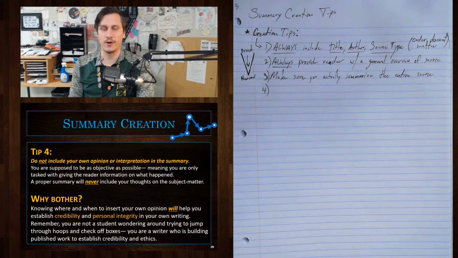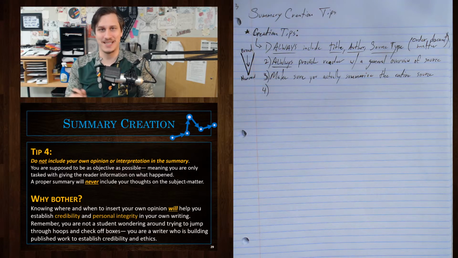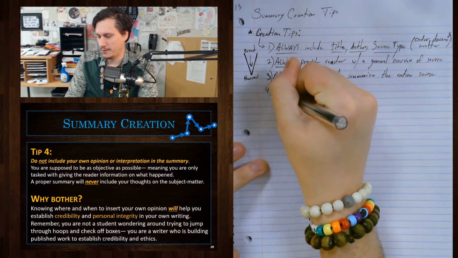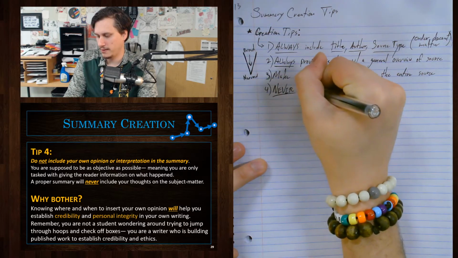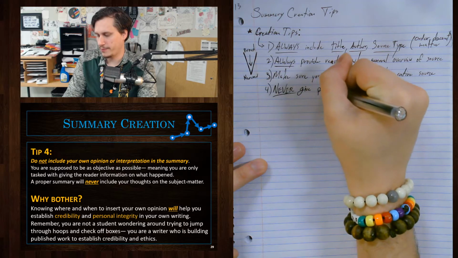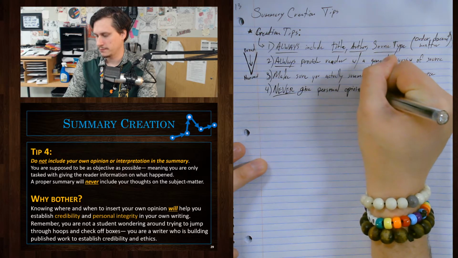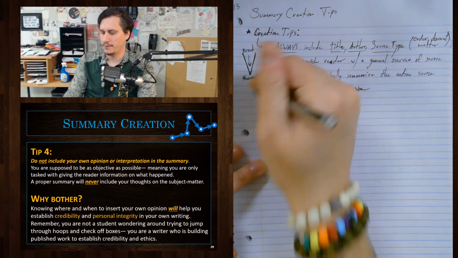So tip number 4, do not include your own opinion in a summary. I do not give a crap what your opinion is. I don't care. I'm looking for a summary. Please tell me what the summary is. I don't want to know what you thought of it. Okay? Keep yourself out of it. So never give personal opinion. You could say do not give personal opinion. Whatever. Don't give your personal opinion.